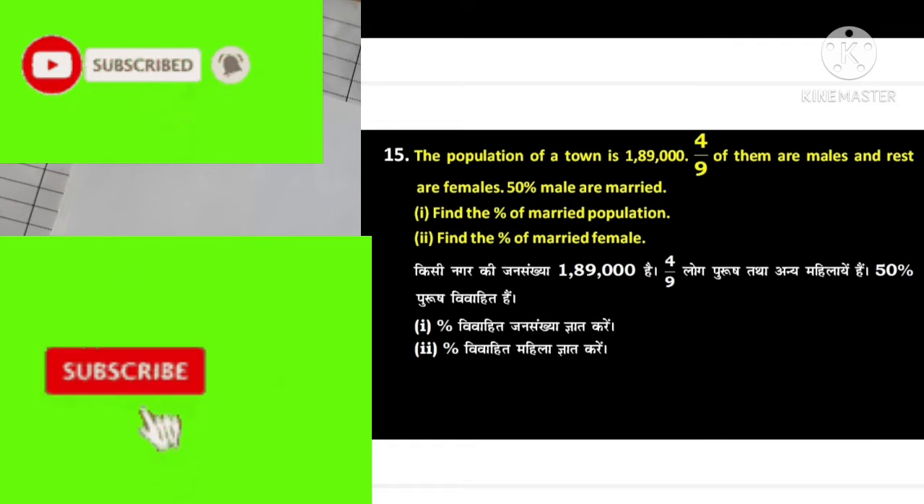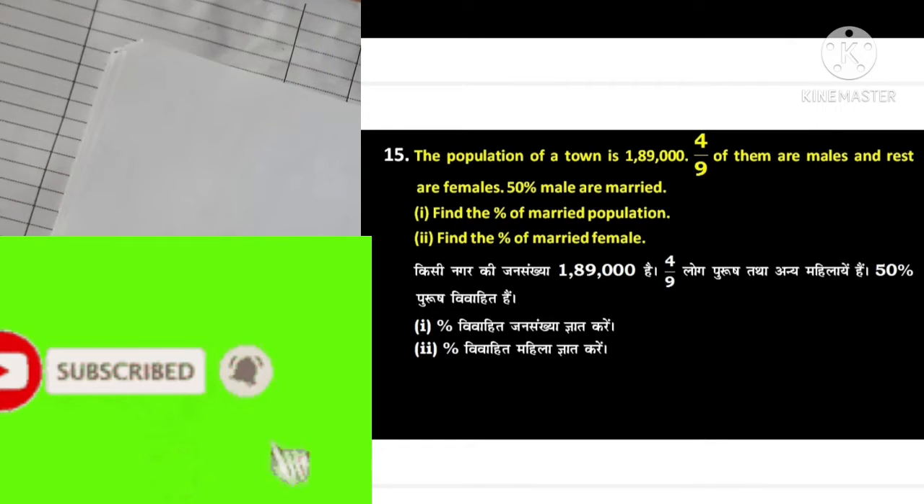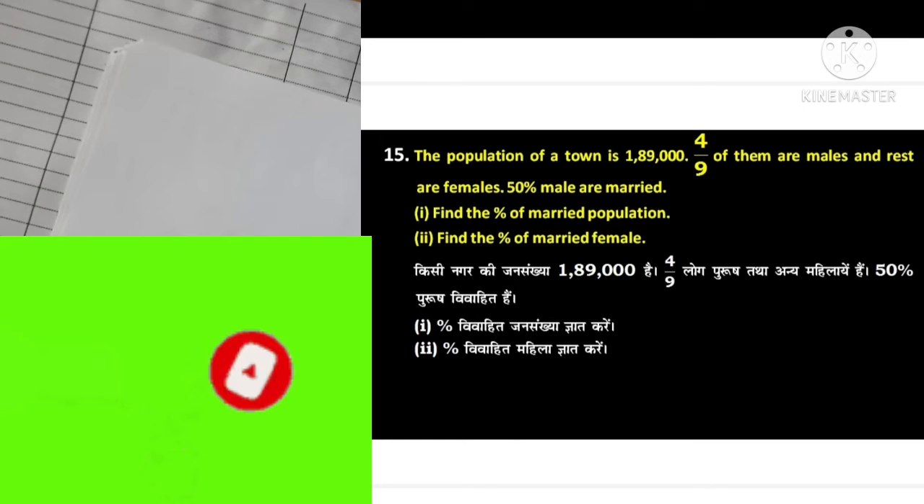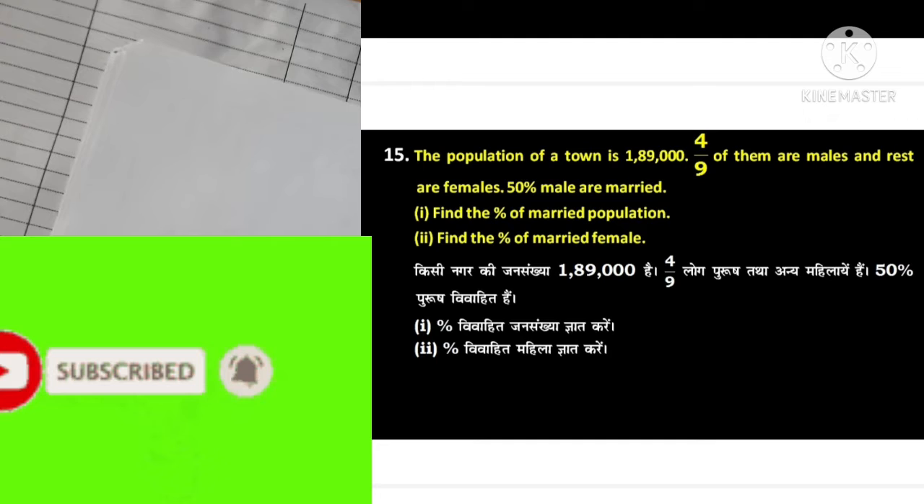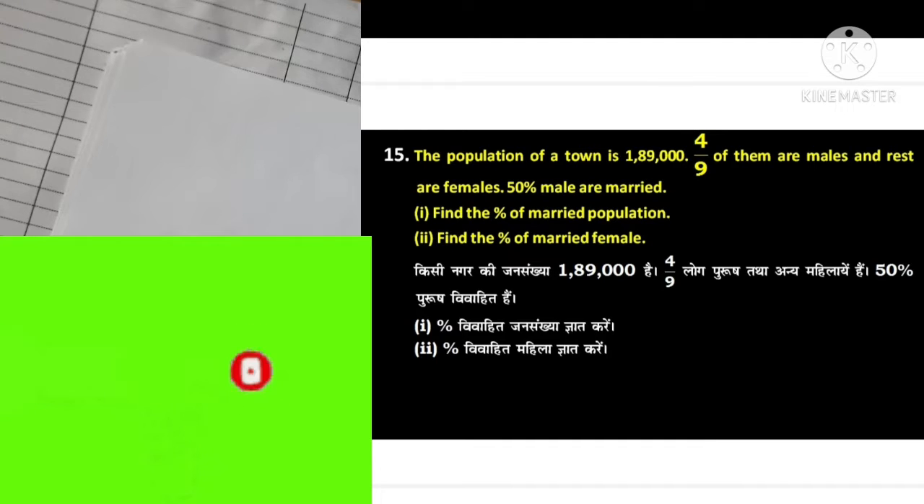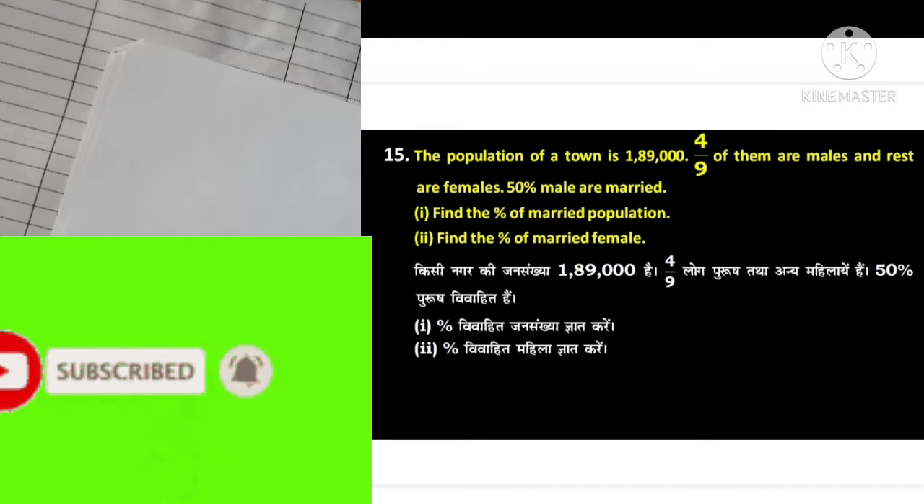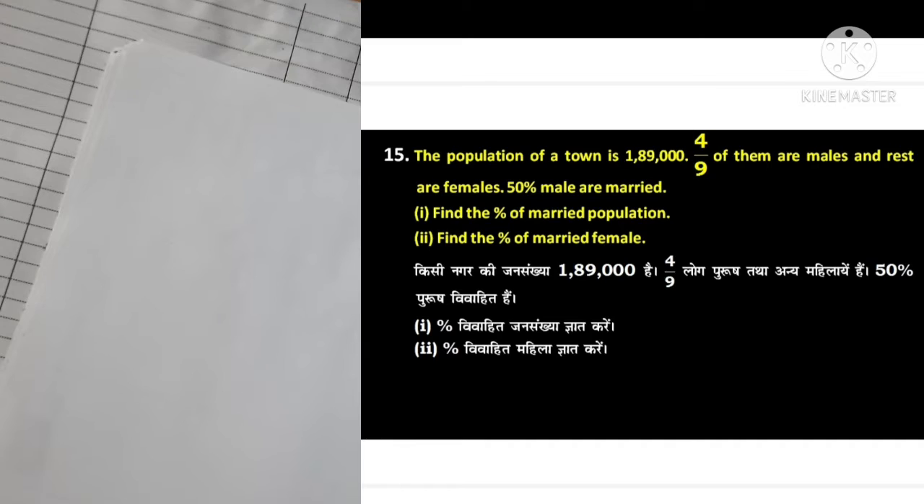The population of a town is 1,89,000. 4 by 9 of them are males and the rest are female. 50% of male are married. Find the percentage of married population. Next, second one, find the percentage of married female.